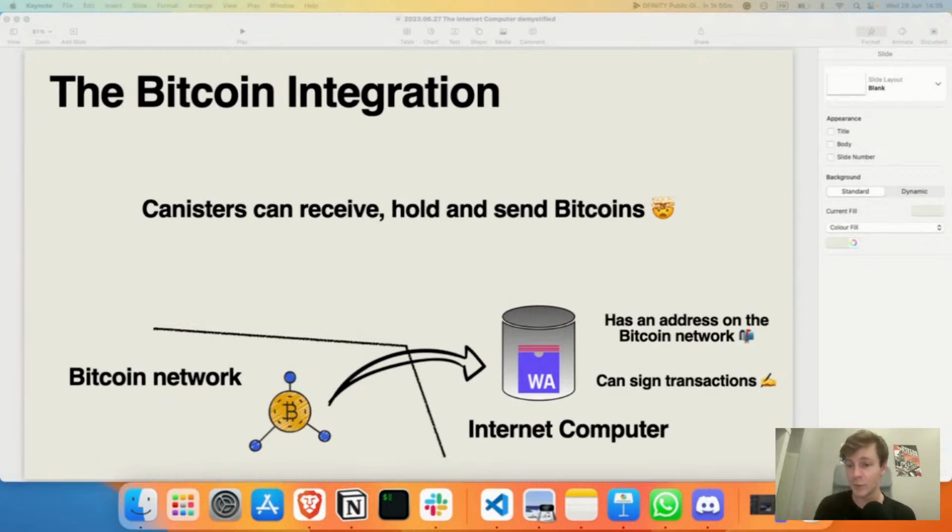So yeah, if you look from the outside, it doesn't look like much. It's just like any other user. But from the perspective of the IC, it's pretty amazing because you can build a lot of things around that, which we'll dive a bit more into.